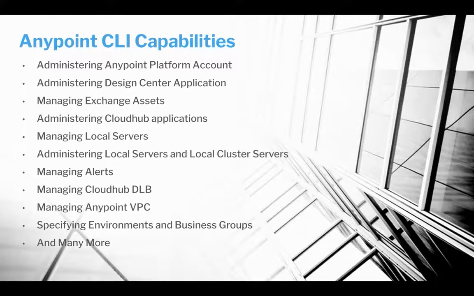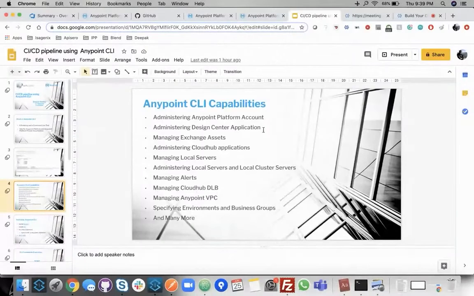And again, you can manage your alerts. You can have alert management scripts as well using Anypoint CLI. And if your CloudHub has a dedicated load balancer, you can even manage your dedicated load balancers through your Anypoint CLI. You can even manage your VPCs, and you can use various environments, switch between environments, and all those things. So we can do that from Anypoint CLI.